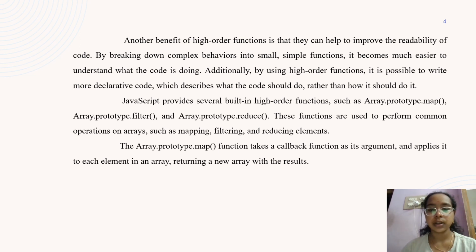JavaScript provides several built-in higher order functions such as the map function, filter function, and reduce function. Here there are three functions: map, filter, reduce. These functions are used to perform common operations on arrays such as mapping, filtering, and reducing elements. The map function takes a callback function as its argument and applies it to each element in an array, returning a new value with the result.